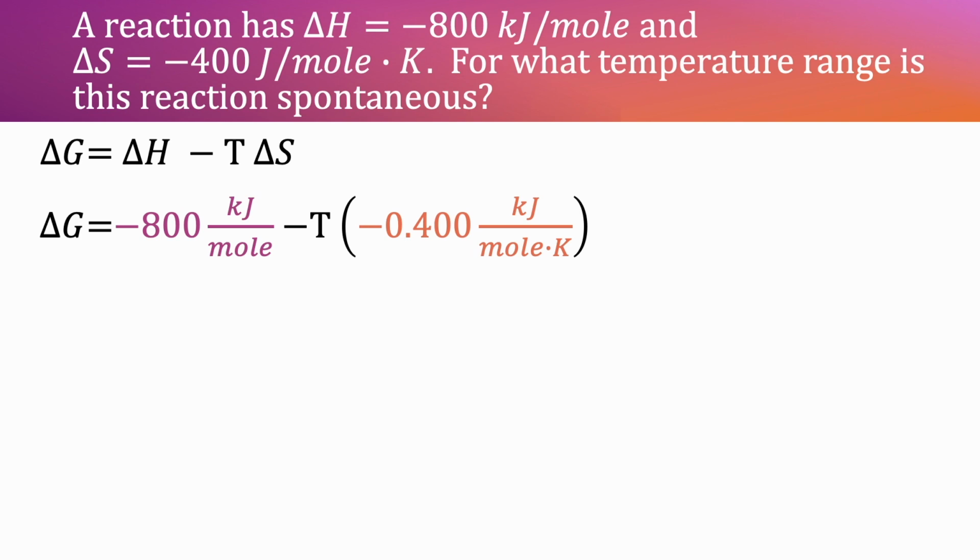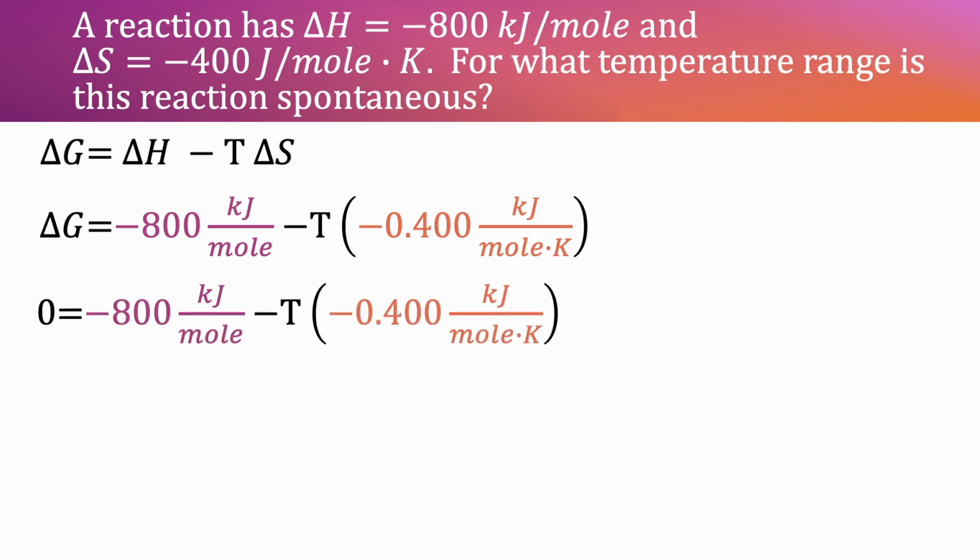So what we're going to do is figure out where the cutoff point is. When is it that negative numbers stop being negative? And that's when they hit 0. So we're going to solve for when delta G equals 0 and then figure out which side of that will give us a spontaneous reaction.